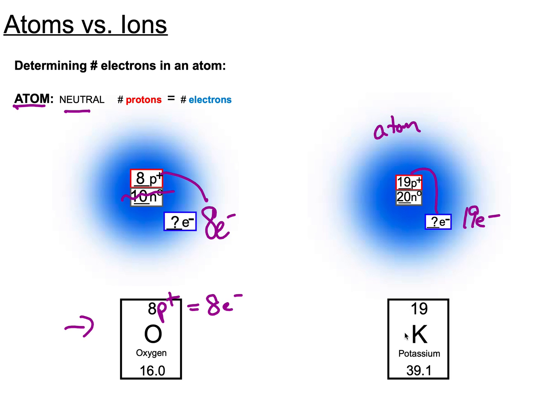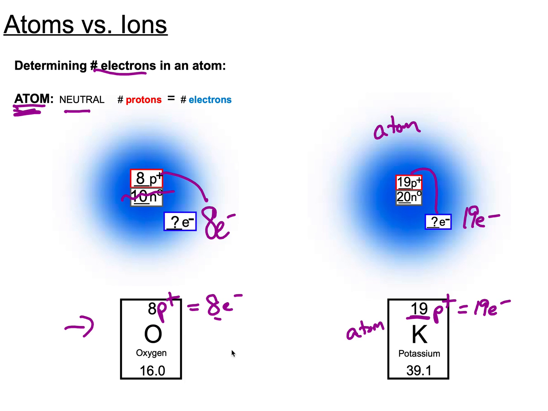Down here, if you don't give me a cute little picture with all the protons and electrons in there, I just have to remember that this number up top is the protons. And if this is an atom, then protons are going to equal electrons. So I would also have 19 electrons. So if I don't know how many electrons I have, but I have some of the information, or I have a picture from the periodic table or a periodic table itself, then I can just look at the atomic number and know that the two are equal. That's when it's an atom.